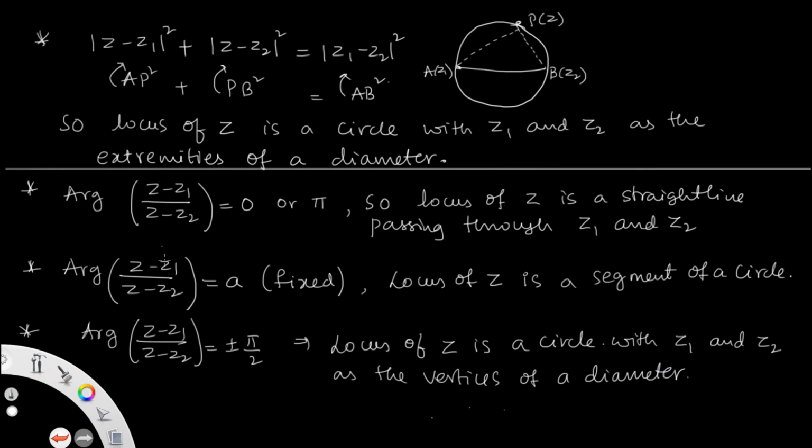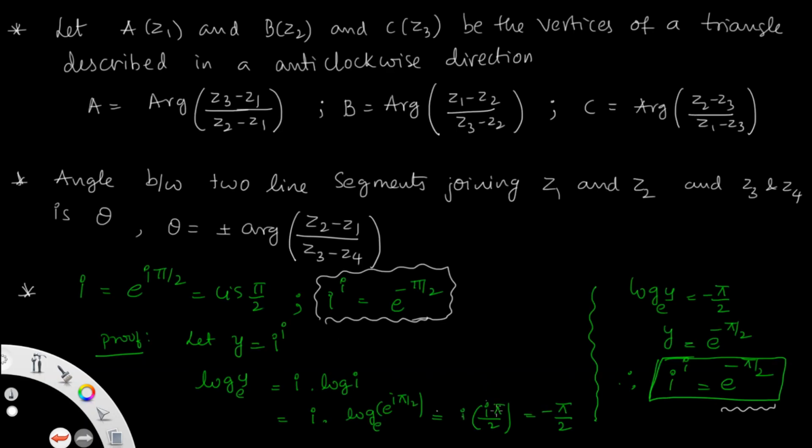So then the next one: argument of (Z minus Z1) by (Z minus Z2) becomes 0 or pi. So the locus of Z is a straight line passing through Z1 and Z2. If argument of (Z minus Z1) by (Z minus Z2) equal to alpha, some fixed number, the locus of Z is a segment of a circle. If argument of (Z minus Z1) by (Z minus Z2) equal to plus or minus pi by 2, then the locus of Z is a circle with Z1 and Z2 as the ends of a diameter. This is for solving the problems.